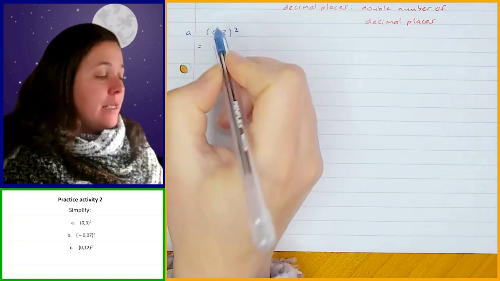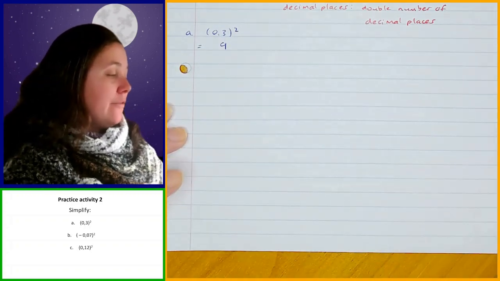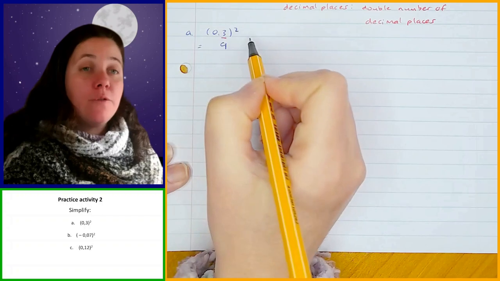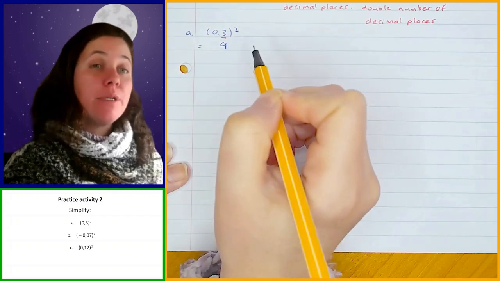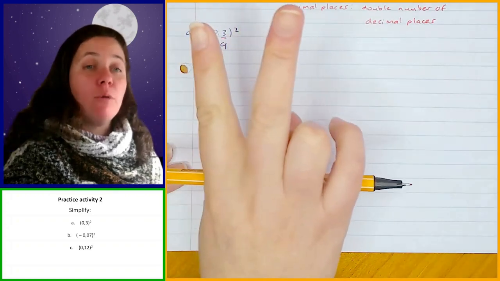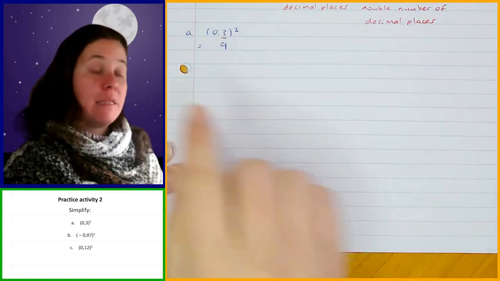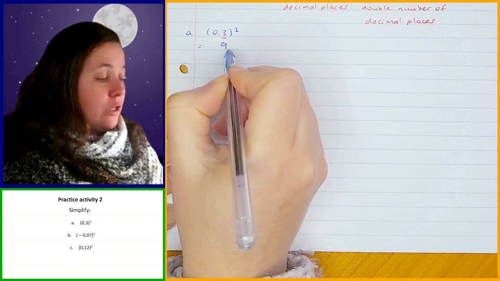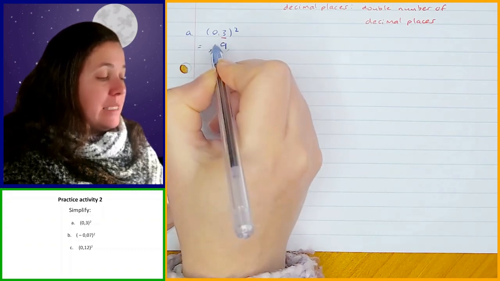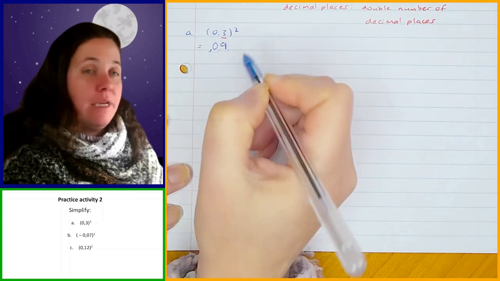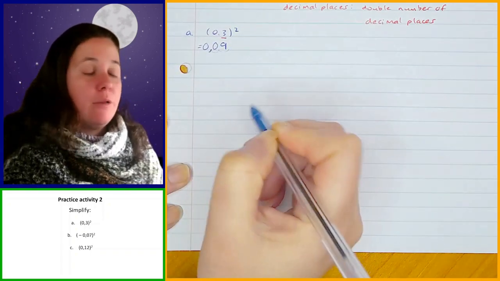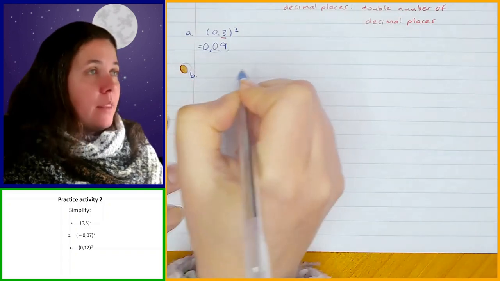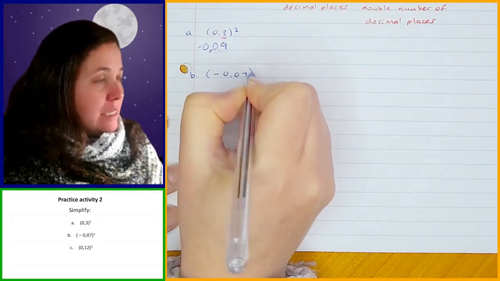Now I need to make sure that I have the right number of decimal places. So I need to look over here. I have got one decimal place over here. And because I'm squaring, it means I'm multiplying it by itself. So when I multiply it by itself, I'm multiplying by something else that also has one decimal place. So altogether, I have two decimal places that I'm going to have in my answer. So I need to make sure that my answer has two decimal places. So now my comma is going to start off over here, and I go 1, 2. So here's my comma, but that means I need to fill this spot in with something. So I'm going to put in a 0 over there. And here's my comma, and then I have to put in a 0 over there as well. So you should have got 0.09 for question A.